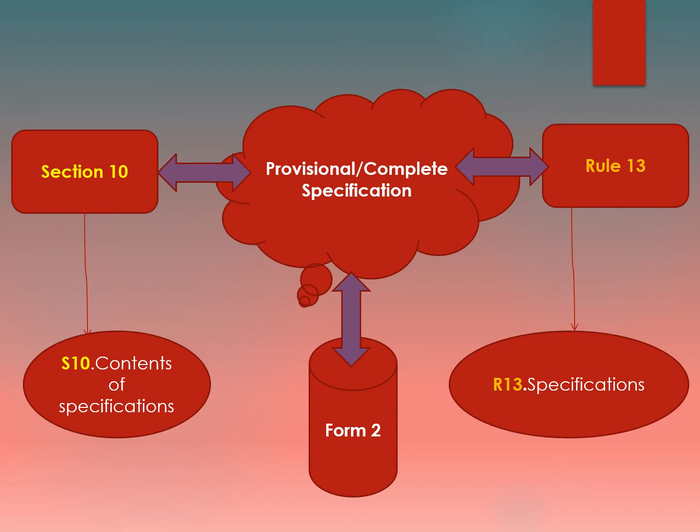The title here is Provisional or Complete Specification. The related section is section 10 and the related rule is rule 13. The title of section 10 is Contents of Specifications and the title of rule 13 is Specifications. So here also we can find out a keyword, specification.